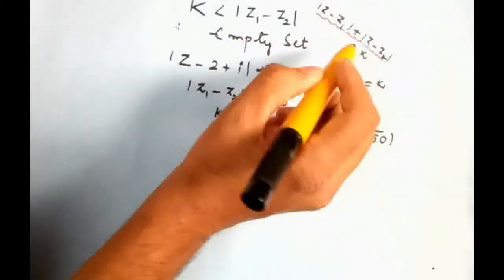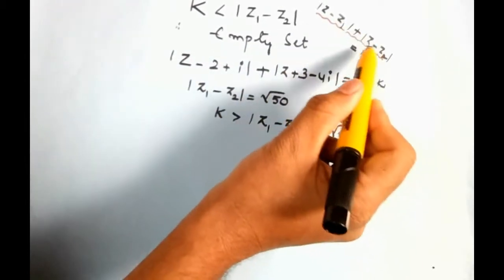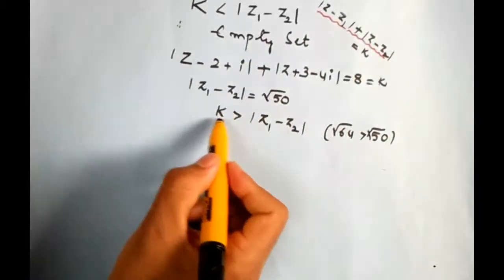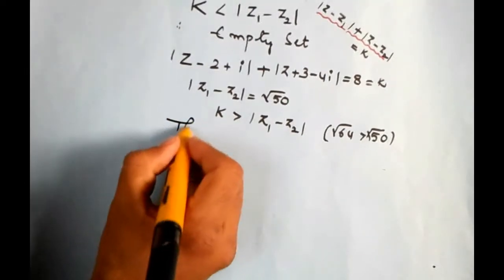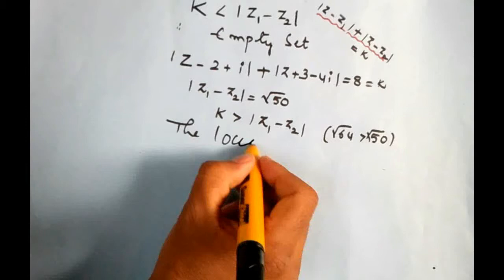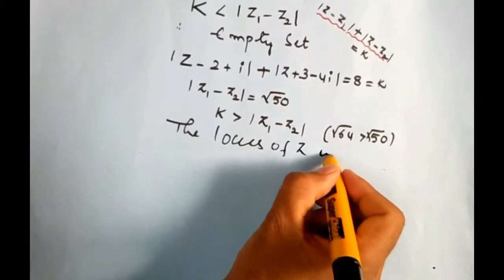So therefore, whenever modulus of z minus z1 plus modulus of z minus z2 equals k and k is greater than modulus of z1 minus z2, what happens? The locus of z is an ellipse.